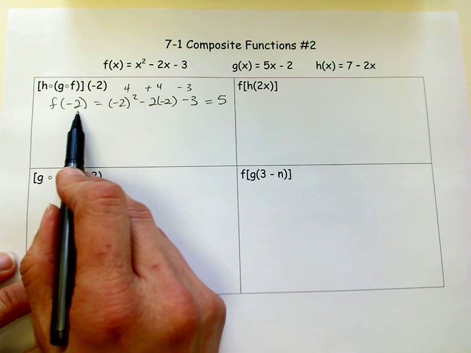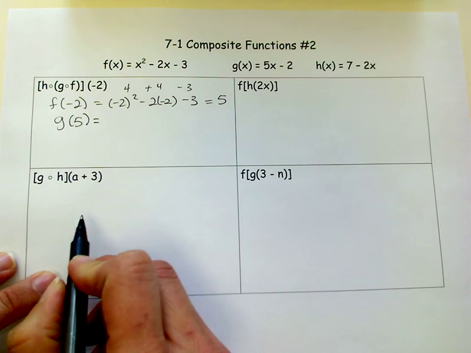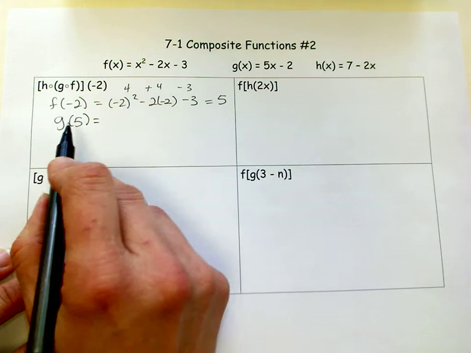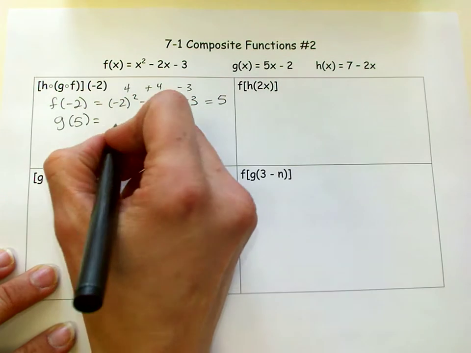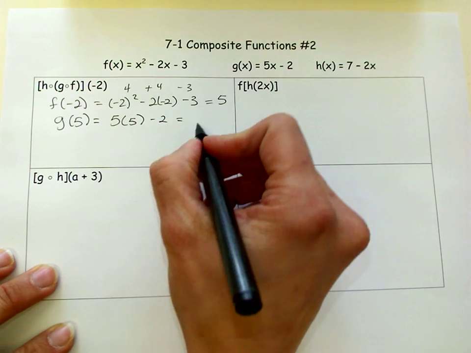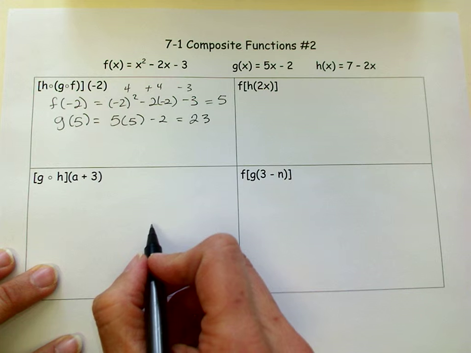So now that we know that f of negative 2 is 5, we find g of 5. So we go to the g function, and every time we see an x, we replace it with what we got in the first one. So we're going to say 5 times 5 minus 2. Well, that's 25 minus 2, and 25 minus 2 is 23.